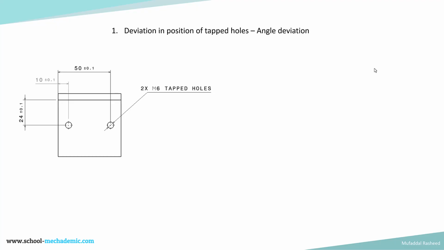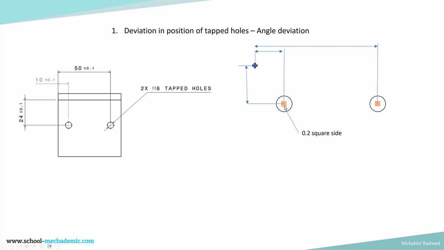The first source of deviation which is causing the angular impact is the deviation in position of the tapped holes. The tapped holes are positioned using the coordinate dimensioning and tolerancing scheme. So that means that when we say plus or minus 0.1 over here, and over here, we mean that the tolerance zone is a square of 0.2 side. Because of these tolerances, the tolerance zone shape is a square having a side of 0.2.